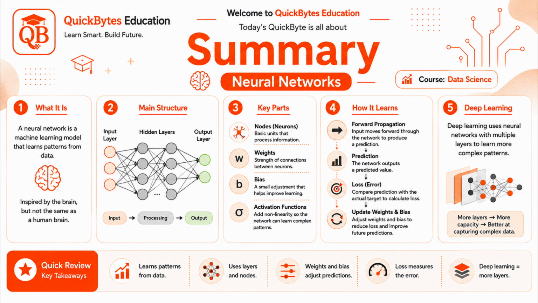Weights control how important connections are. Bias helps adjust the calculation. Activation functions help the network learn complex patterns. Forward propagation means information moves forward through the network to make a prediction. Loss measures how wrong the prediction is. During training, the network adjusts weights and bias to reduce loss. And deep learning uses neural networks with multiple layers to learn more complex patterns.